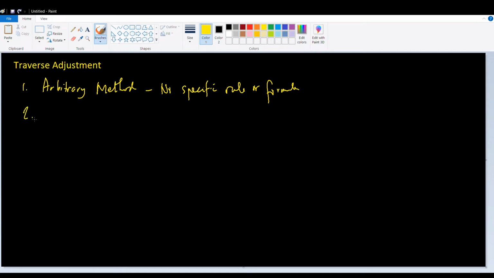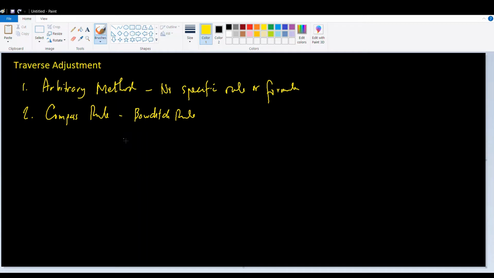The second method of traverse adjustment is referred to as the compass rule. The compass rule is also known as the Bowditch rule in honor of the American navigator Nathaniel Bowditch. The compass rule is based on the assumption that all lengths were measured with equal care and all angles taken with approximately the same precision.